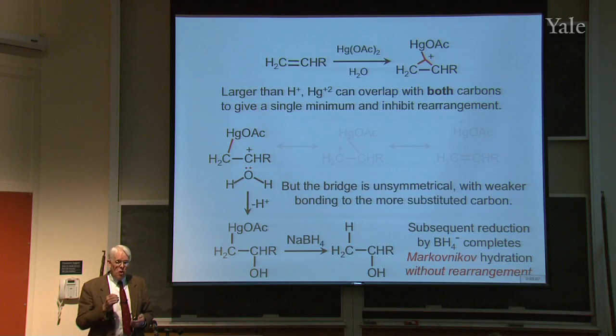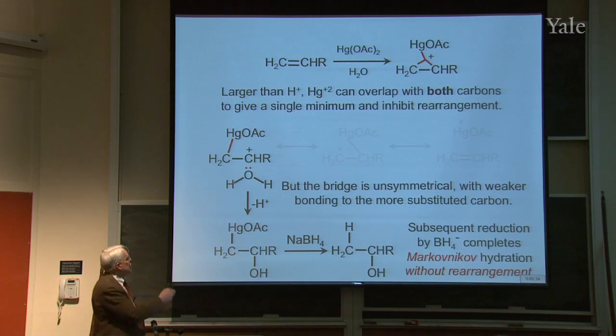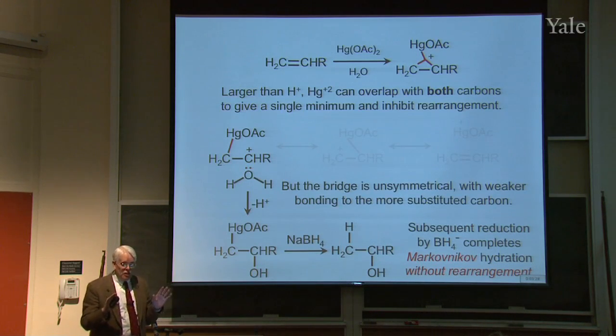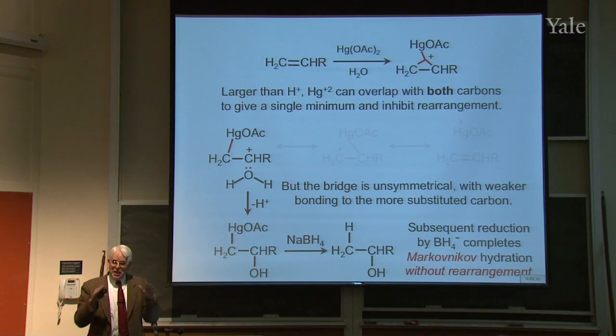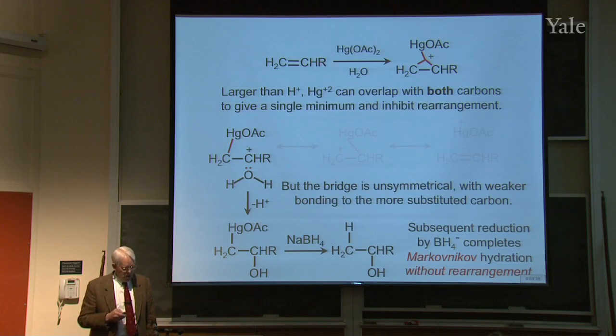Notice that it's the same orientation of alcohol that you would have gotten with H+. It's the more stable of the two cations that you can get, a primary cation or a secondary cation. The nucleophile, OH, went to the more substituted carbon, right? So it's Markovnikov, it's the same product you'd get, but you suppress the rearrangement by the fact that the mercury was bonded to both carbons at once and didn't allow the methide to shift. Okay.